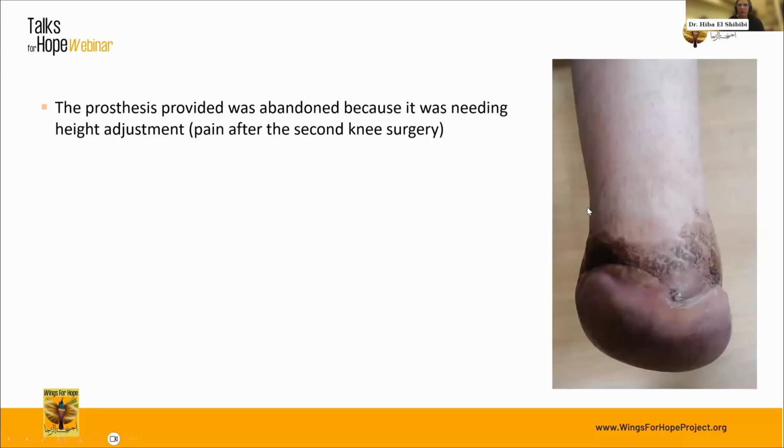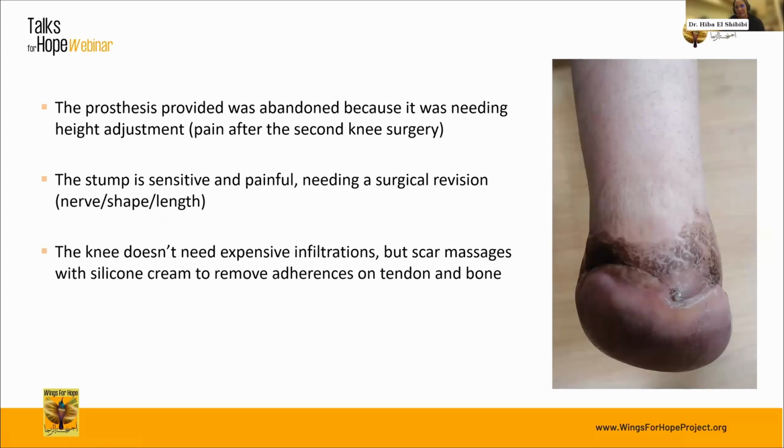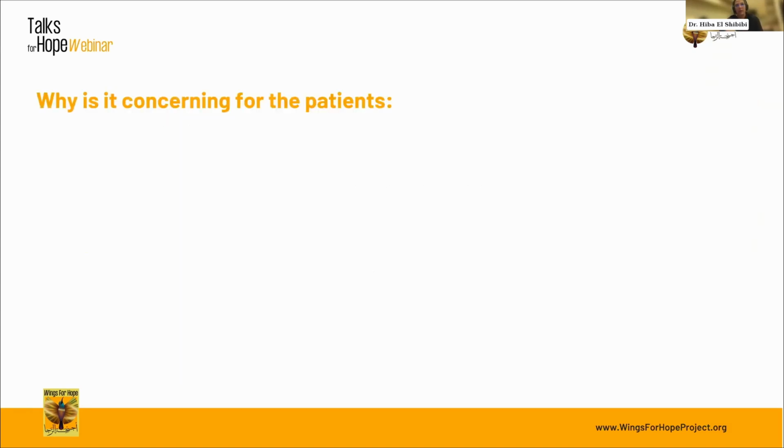The surprise was that everybody was giving her a prosthesis, but she has neuropathic pain at the light touch, and she needs a surgical revision for the nerve and the shape and the length of her stump. And for the knee, she didn't need expensive infiltration. She just needs some scar massages. So this patient ended up with several prostheses and was needing a surgery. So why is it concerning for the patients? Right now, the majority of prostheses are not usable.